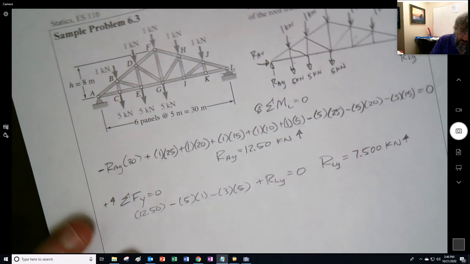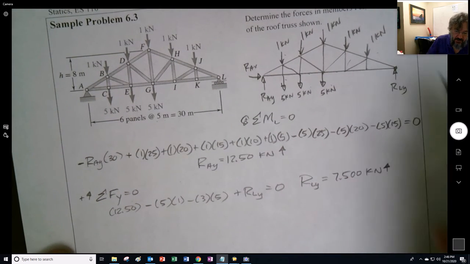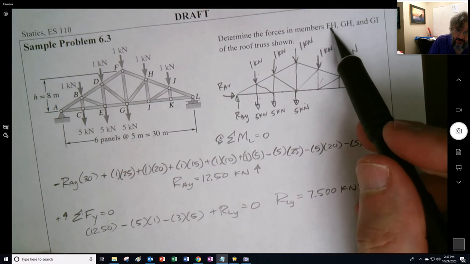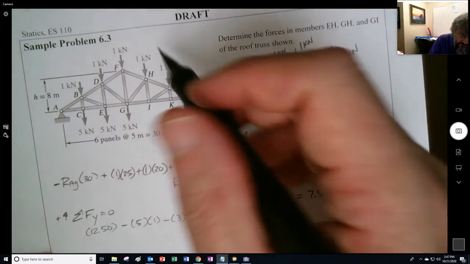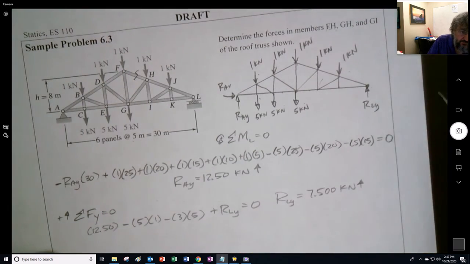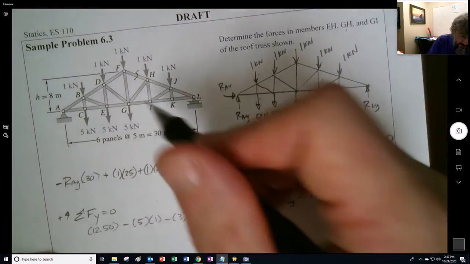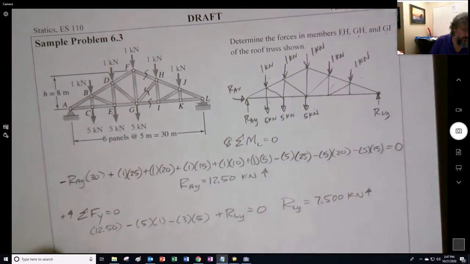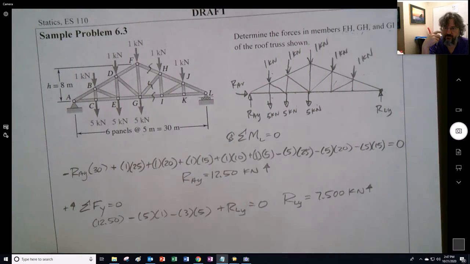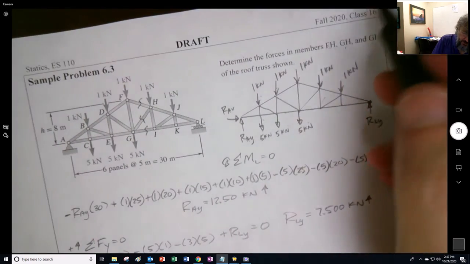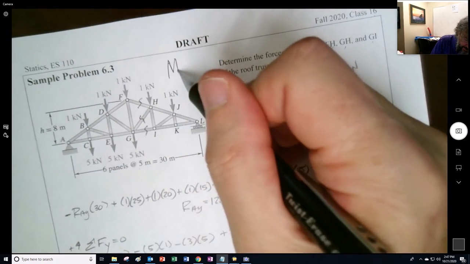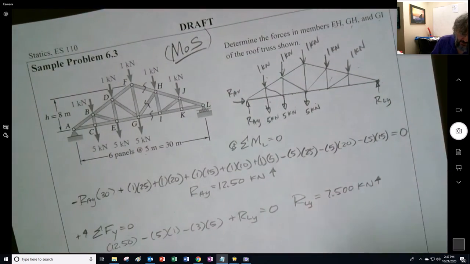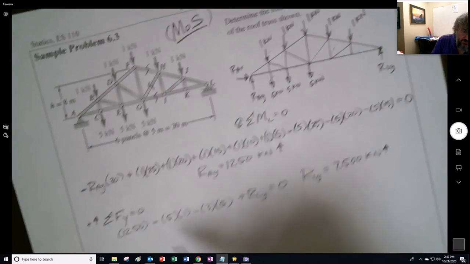kilonewtons upwards. Now our goal, which we probably should have read in the beginning, is to get FH, so that's going to be right here, and to get GH, and then to get GI. So there's a bunch of different things we're going to use, but we're trying to use method of sections, MOS, right? Method of sections.